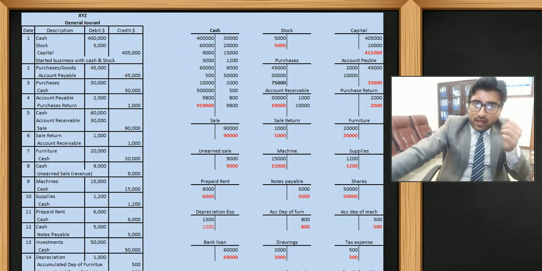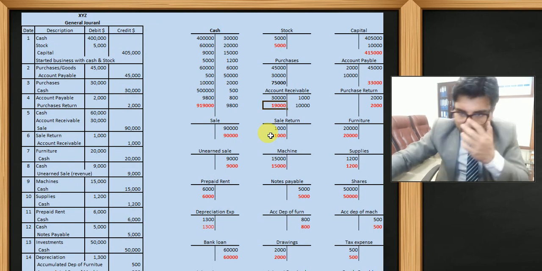So the red values, these are balances. So this is a debit balance. The cash has a debit balance. It means the cash at hand we have $919,000, and this is the stock debit balance we have, and this is the credit balance of capital, and this is accounts receivable, right? So simply the debit balance we have shown on the debit side, and the credit balance we have shown on the credit side.